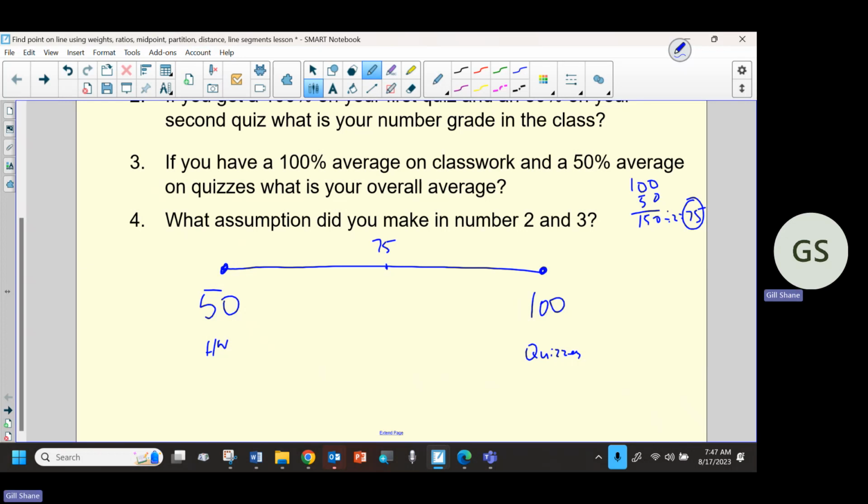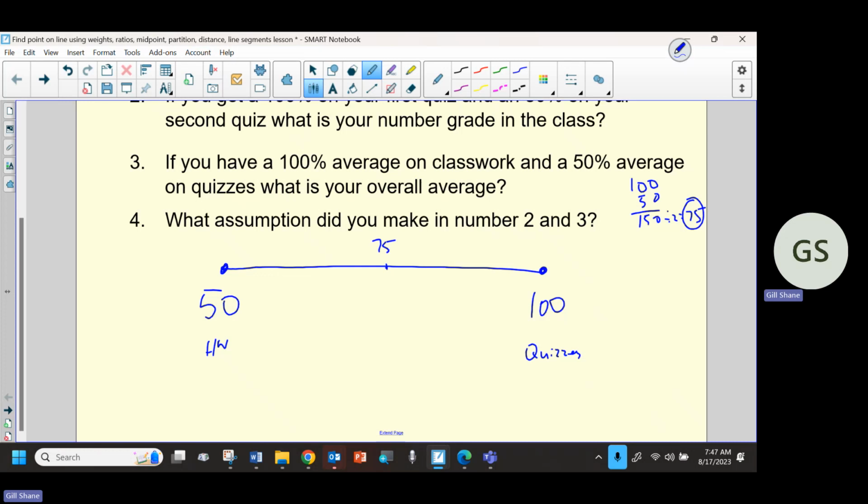What about if quizzes are way more important, 4 times more important? What's going to happen to that point? It's going to go more toward the important thing. So here's what you need to write down. The point always moves towards the heavier, so the one with more weight, toward the heavier point, or points. Sometimes there's multiple points and they all have different weights.